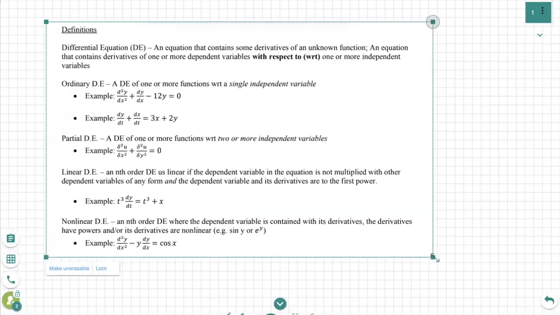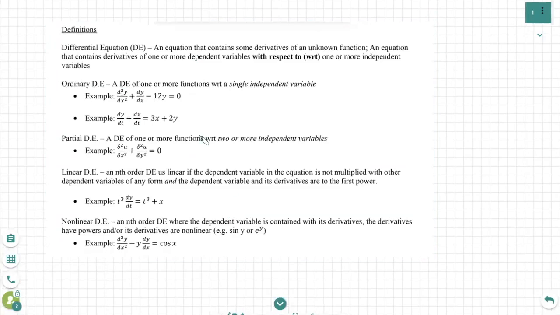What's the difference between ordinary and partial differential equations, or linear and nonlinear? Going over what the definitions mean again. For ordinary differential equations, you're just taking the derivative with respect to one variable. Notice that in these examples, it's always dx for each term and always dt.